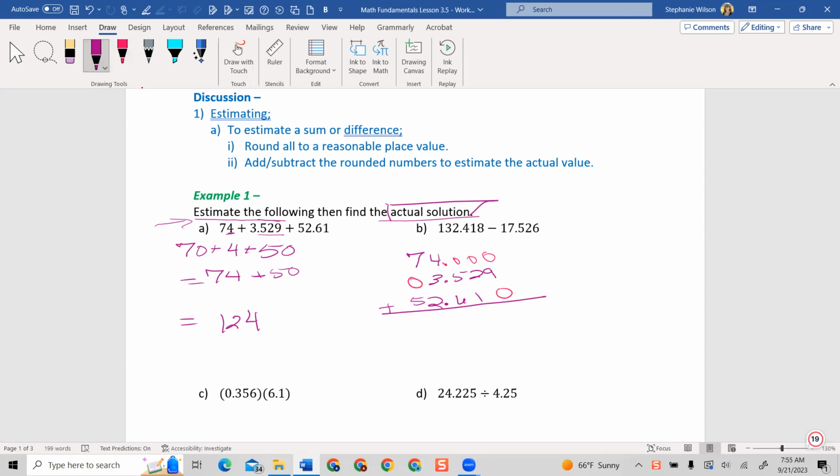Of course, I got 9 plus 0 is 9. 2 plus 1 is 3. 5 plus 6 is 11. Bring down the decimal, carry the 1. 1 plus 4 is 5, plus 3 is 8, plus 2 is 10. Carry the 1. 1 plus 7 is 8, plus 5, that makes 13. So it makes 130.139. And that would be my actual solution.